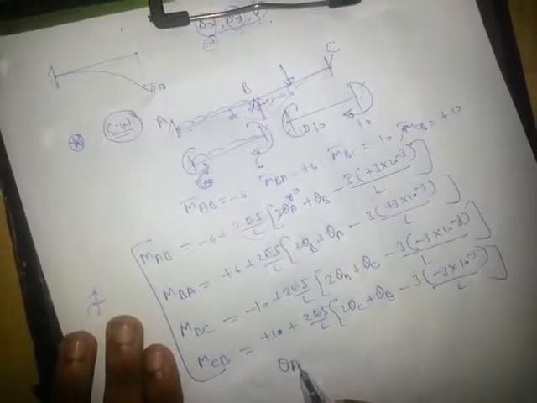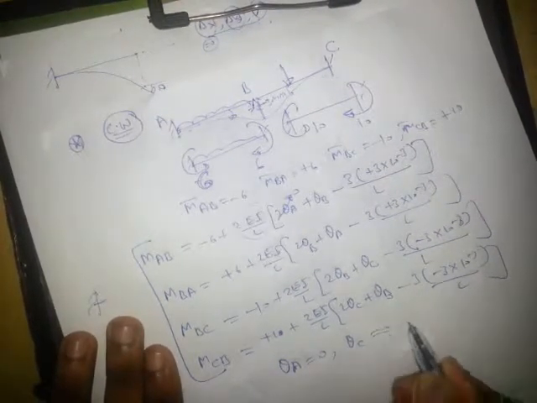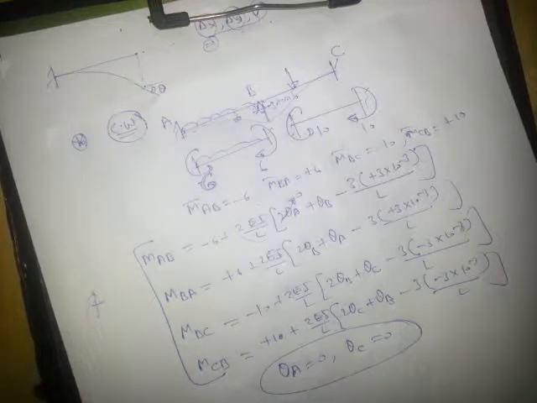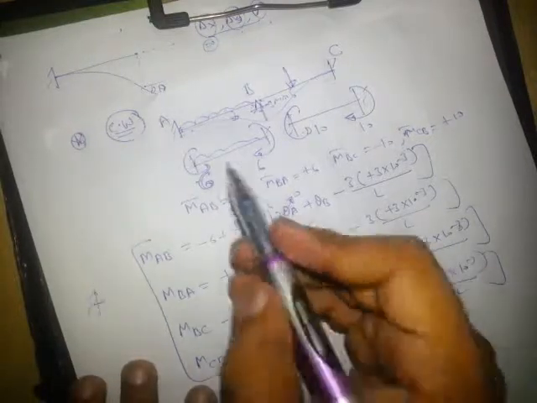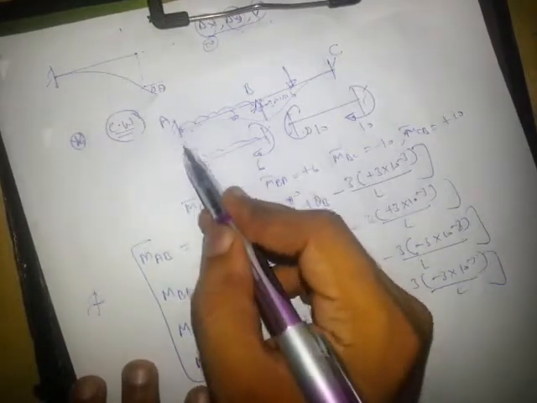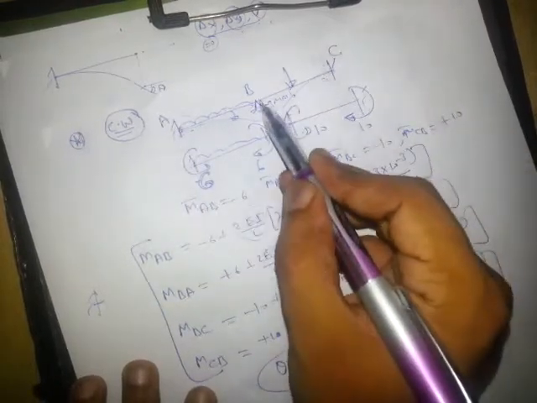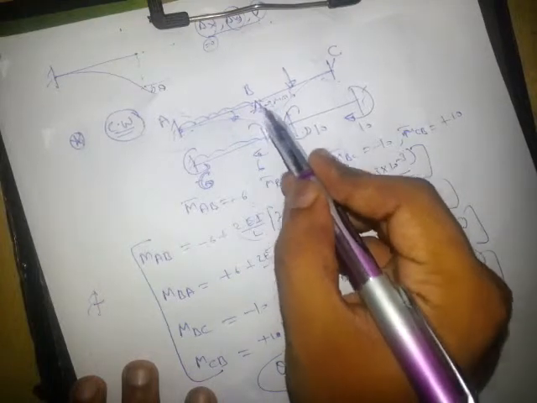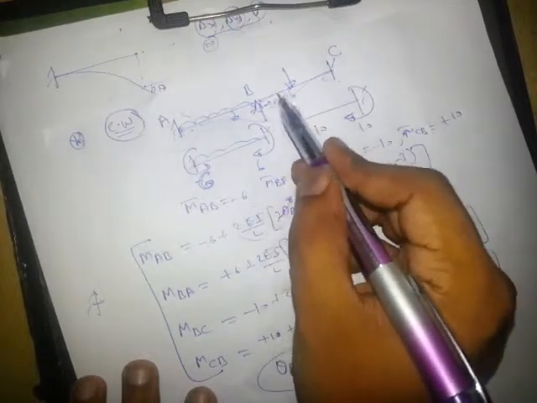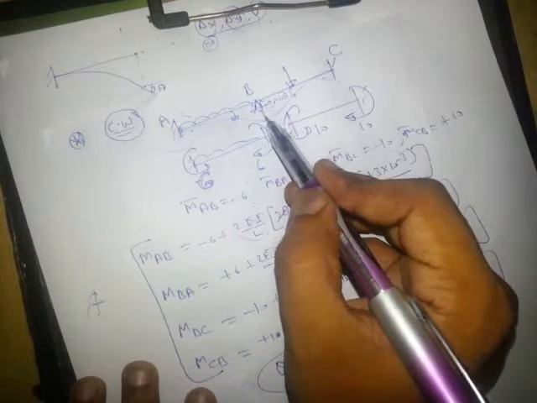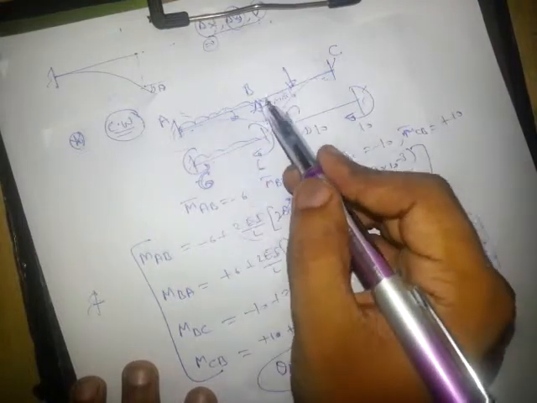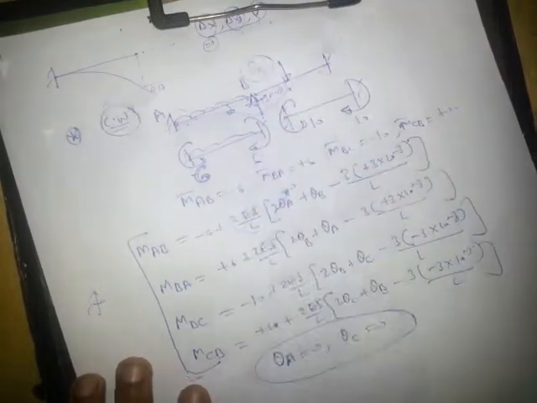In these answers, theta A is 0, theta C is 0. Remember, in the slope deflection method, the joint displacements are the unknowns. This joint is neither going up or down, nor rotating. So here no displacement, here no displacement. But this joint is going down, so one unknown is delta, but this is given. This is 3 mm given. So only this joint is rotating, so the only unknown is theta B.